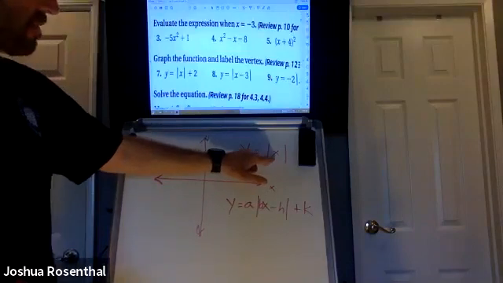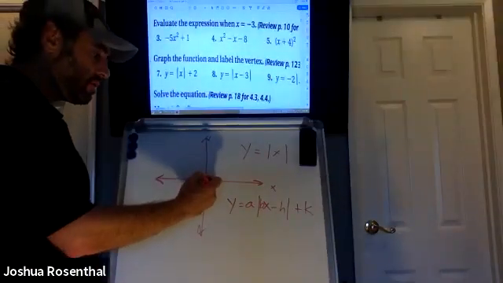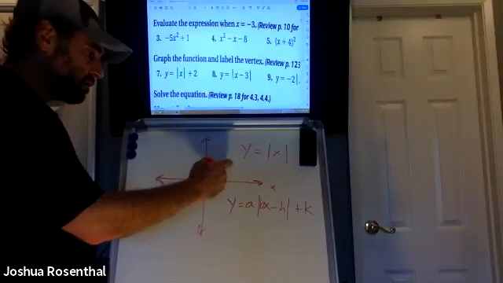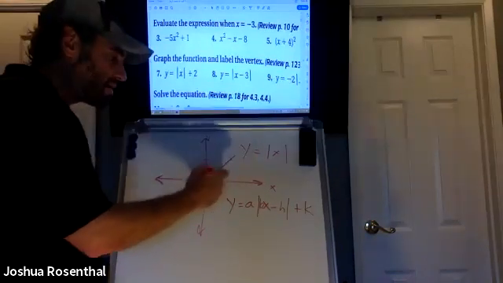But if you just want to start with the original one, when X is 0, the absolute value is 0, so you get 0, 0. When X is 1, Y is 1. When X is 2, Y is 2. So you just get basically Y equals X on the right-hand side.